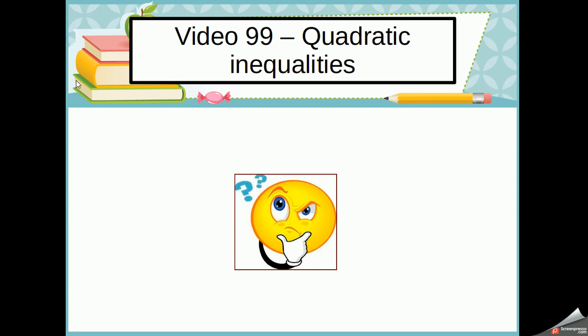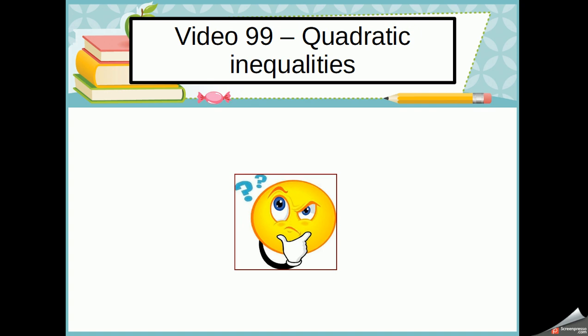So in previous videos, we've looked at inequalities where an equation, a formula, is greater than or equal to, or less than or equal to, a particular value. So it's not equal to something, but greater than or less than, or greater than or equal to, or less than or equal to. So can we do it with a quadratic inequality?